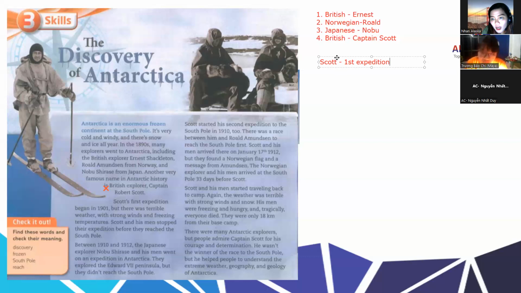So here, what happened in the first expedition, Maya? It happened in 1901, and what happened? Scott's first expedition began. With this, Maya, take a look at Miss Cha's diagram here. What I am doing is I'm not remembering everything. I am just getting the key words. Remember, no need to remember everything.